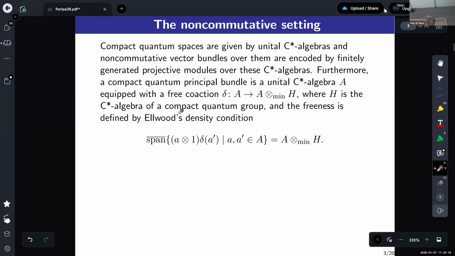Okay, now in the non-commutative setting, so for starters, let me briefly recall what I mean by compact quantum spaces.